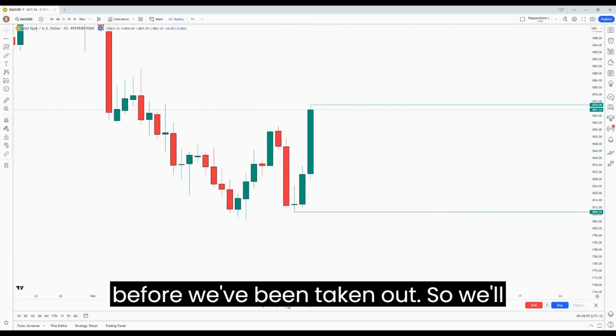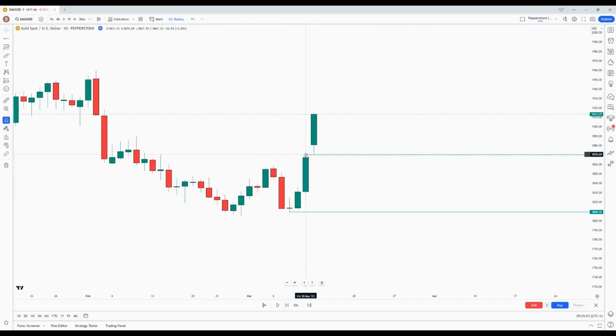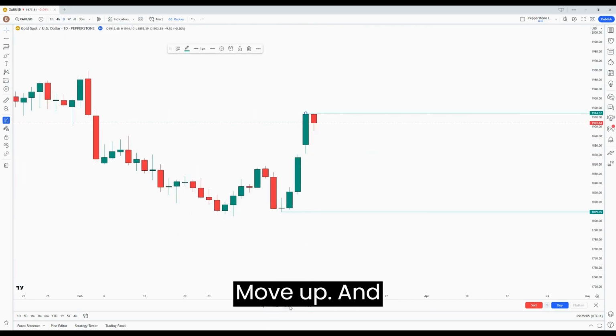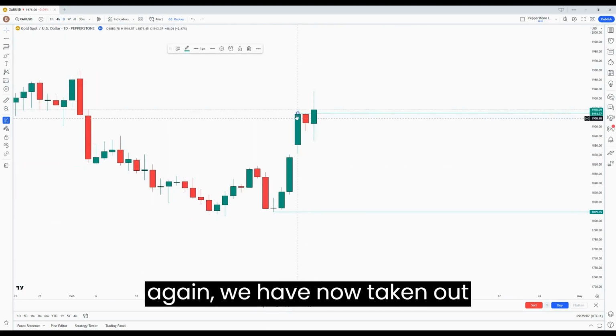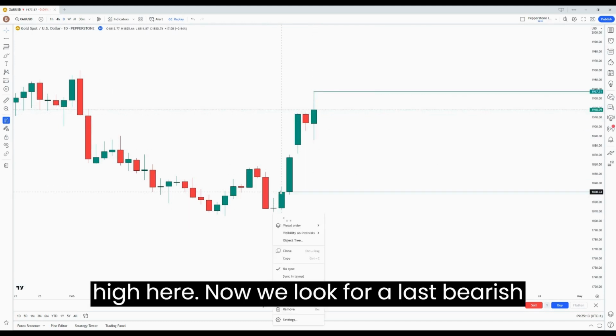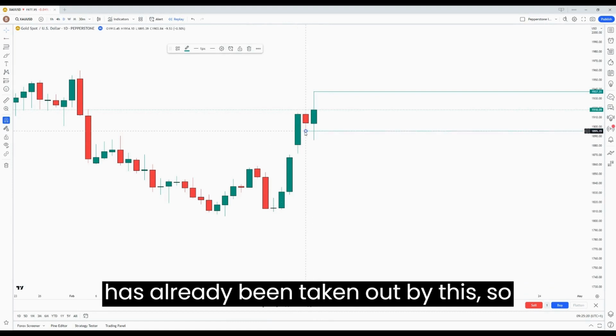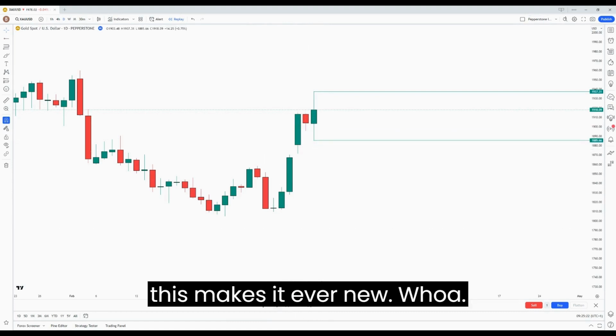So we'll just keep going. Move up. And again, we have now taken out our high. So we can now move our high here. Now we look for our last bearish low. Well, the last red candle down has already been taken out by this, so this makes it our new low.